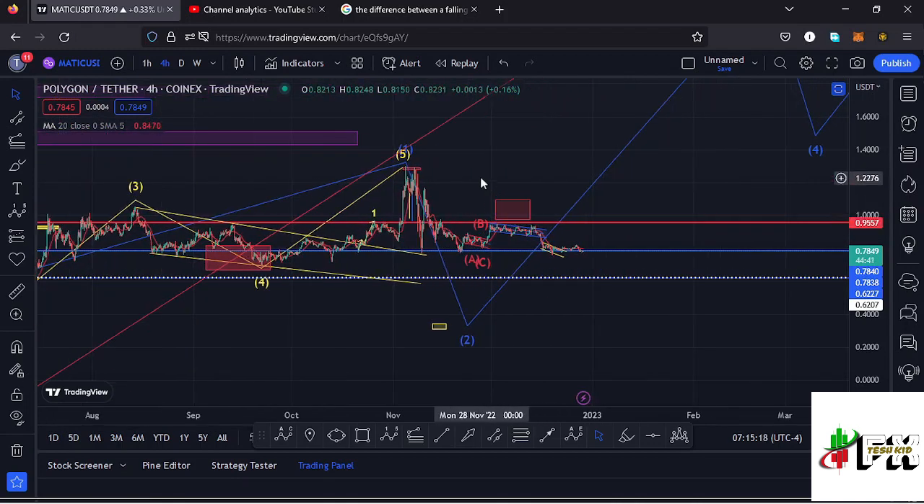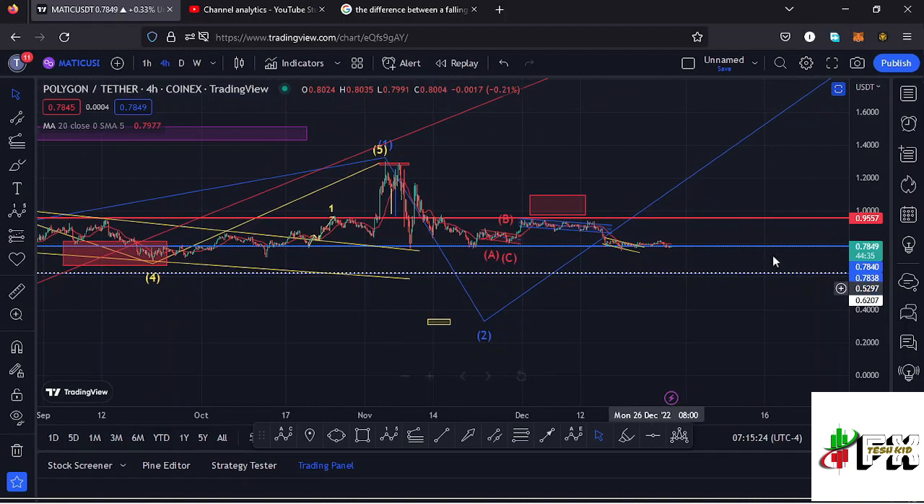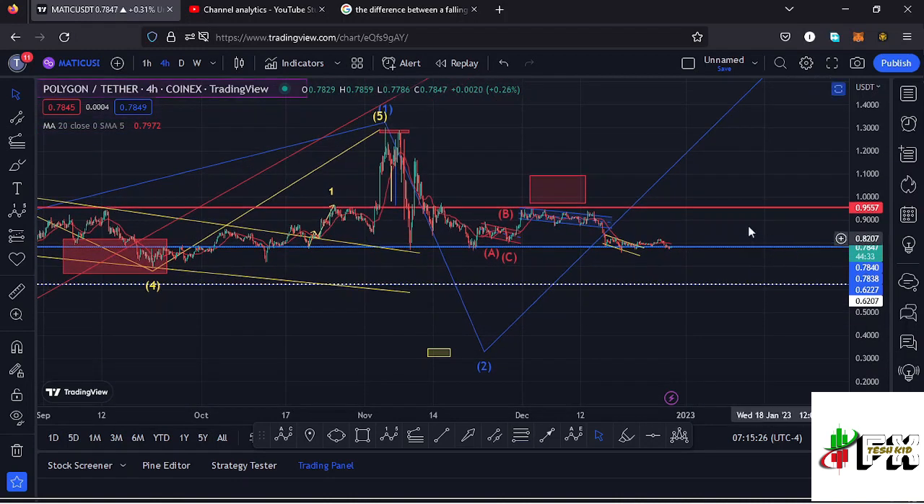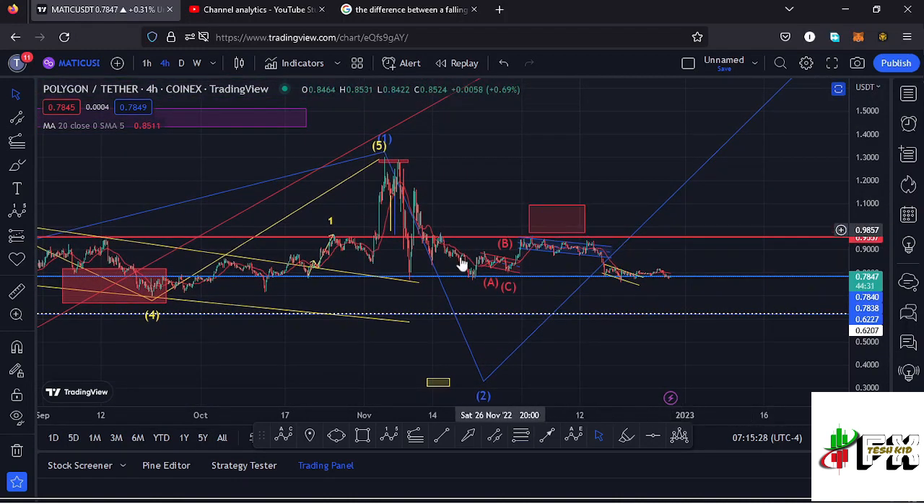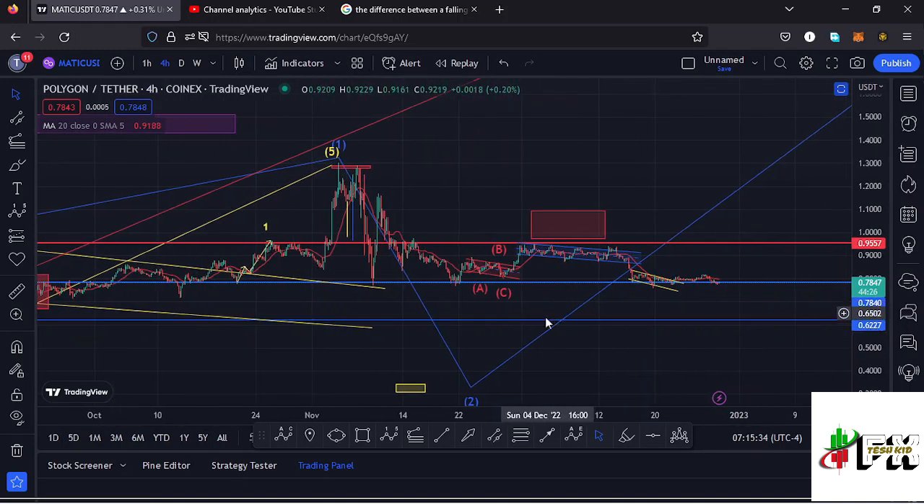And now my primary scenario is that in the formation of this second wave, which is right here, which is a corrective wave, and because of its corrective nature, I also expect to see an ABC corrective structure in the formation of this second wave. And I have that ABC corrective structure, and that is what is going to give me the short-term scenarios that I'm expecting to play out here on the Polygon Matic chart.